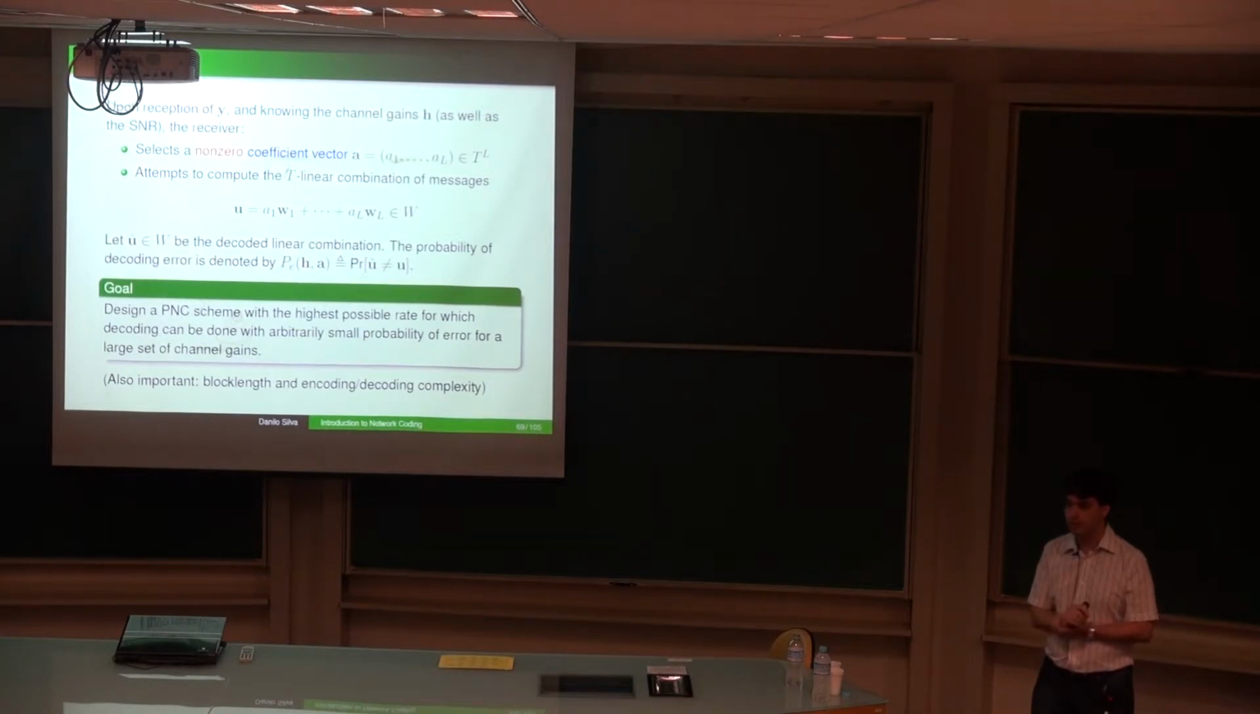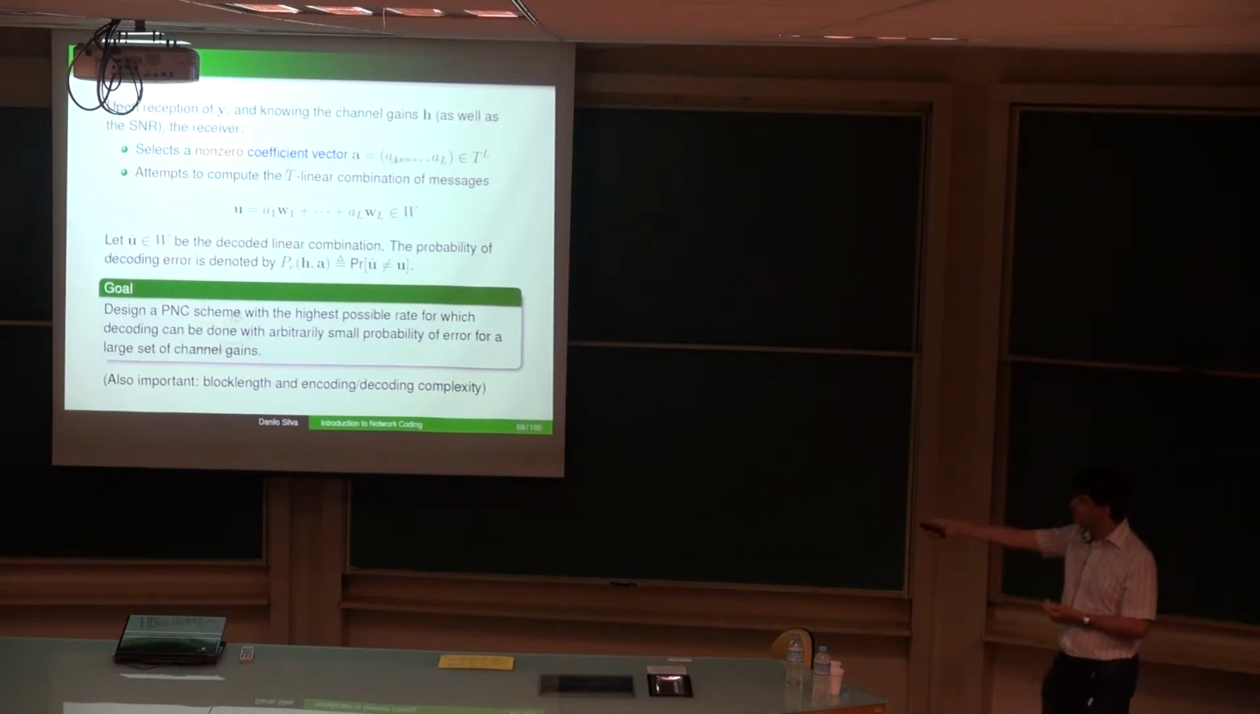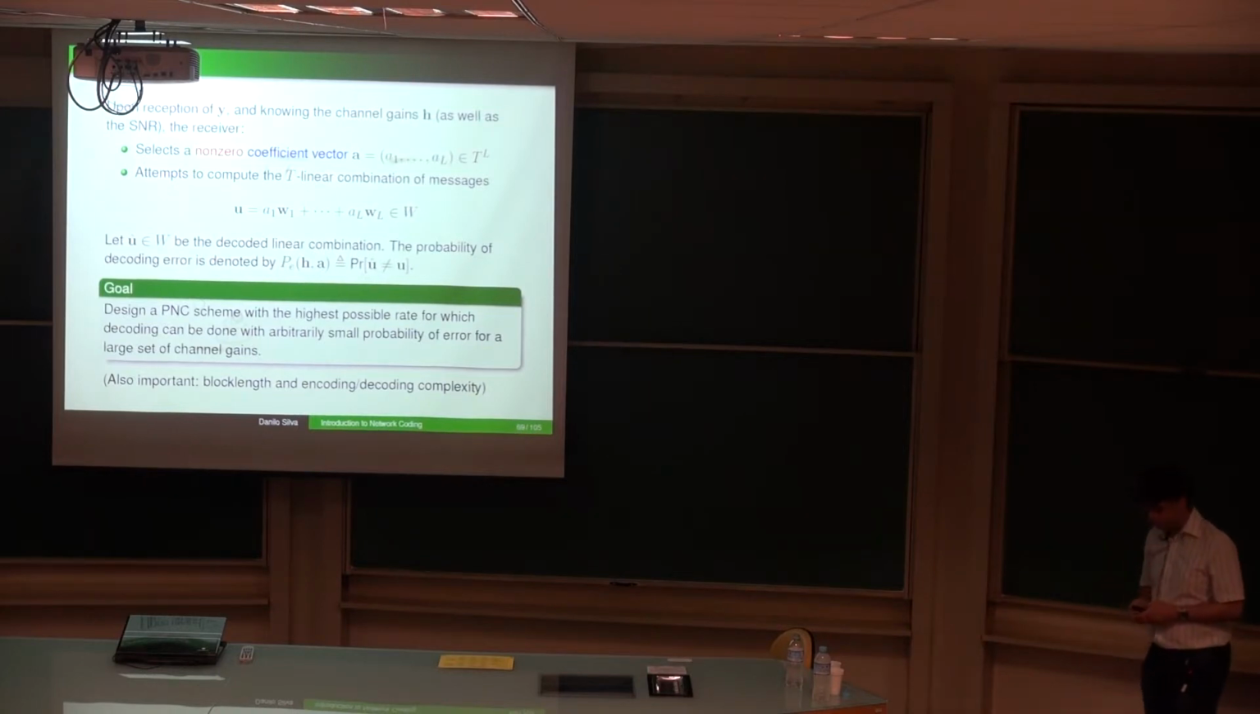So with arbitrarily small probability of error for various channel gains. And this is our information theoretic goal. Of course, in practice, we also want finite block length and reasonable encoding and decoding complexity.